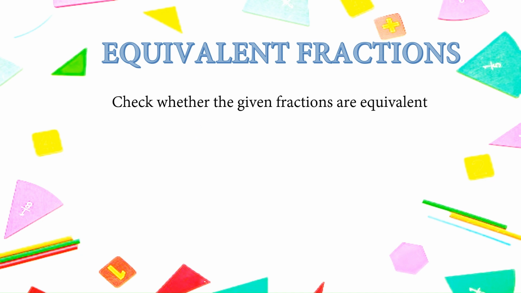Consider another example now. 7 upon 13 and 5 upon 11. Here both the numerators are prime numbers and even the denominators are prime. So they are not equivalent. They can't be equivalent.